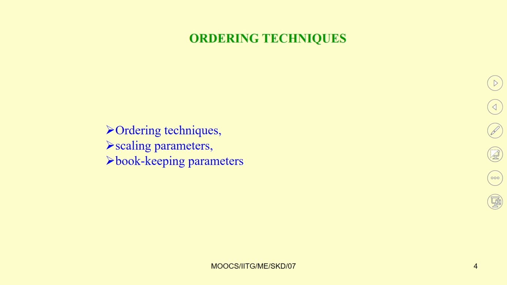For the spring mass system we know the equation can be written in this form: x double dot plus 2 zeta omega n x dot plus omega n square x equals f sin omega t.